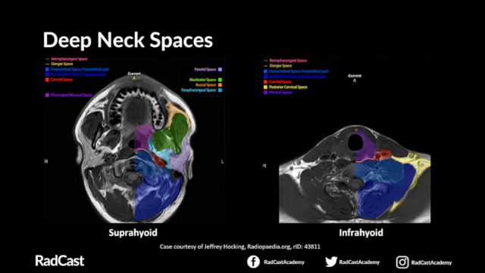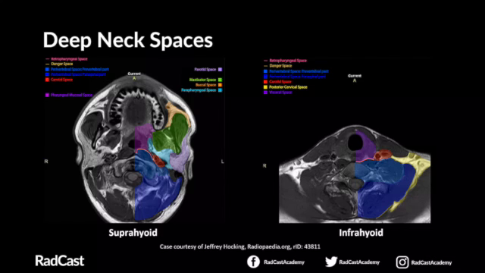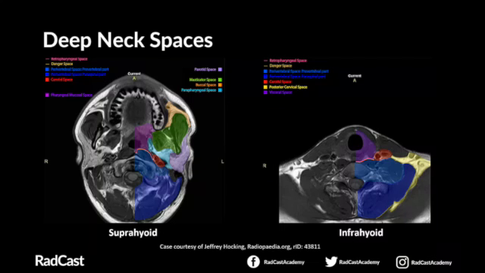Head and neck anatomy is often divided into the suprahyoid and the infrahyoid region, because the hyoid bone is a very important attachment of lots of different muscles and fascial planes. So you have suprahyoid neck spaces, and you have infrahyoid neck spaces, and then you have some neck spaces which traverse both the suprahyoid and infrahyoid neck.